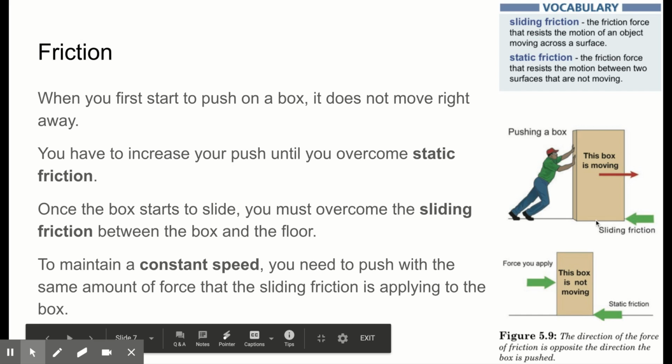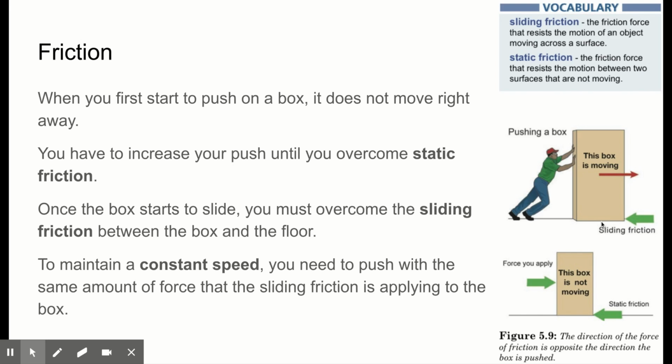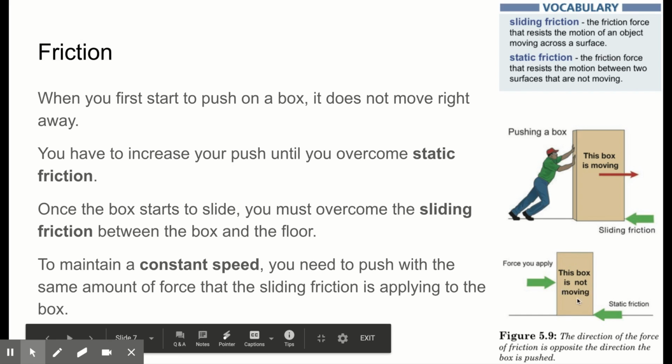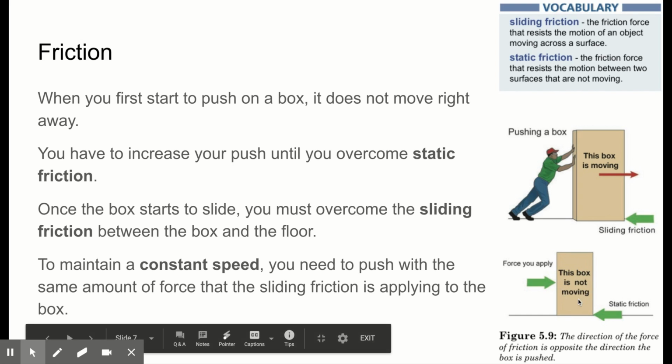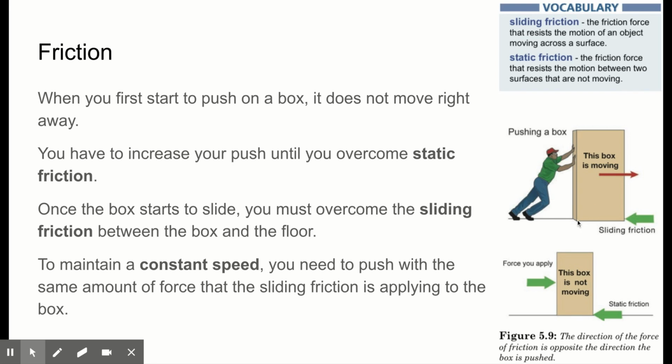Once it starts moving, then you have something called sliding friction. And that is also between the box and the floor. It's a different type of friction, which is why we distinguish between the two. Static friction tends to be bigger in size than sliding friction. So you have to overcome static friction before you can get an object moving and deal with the sliding friction.